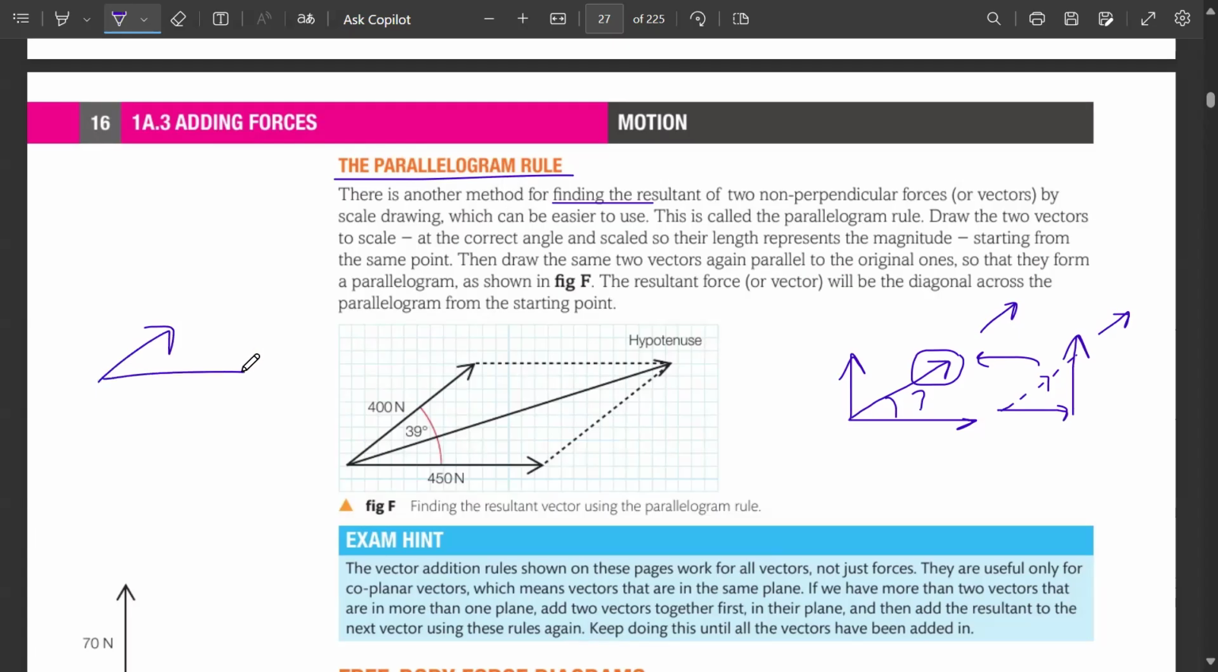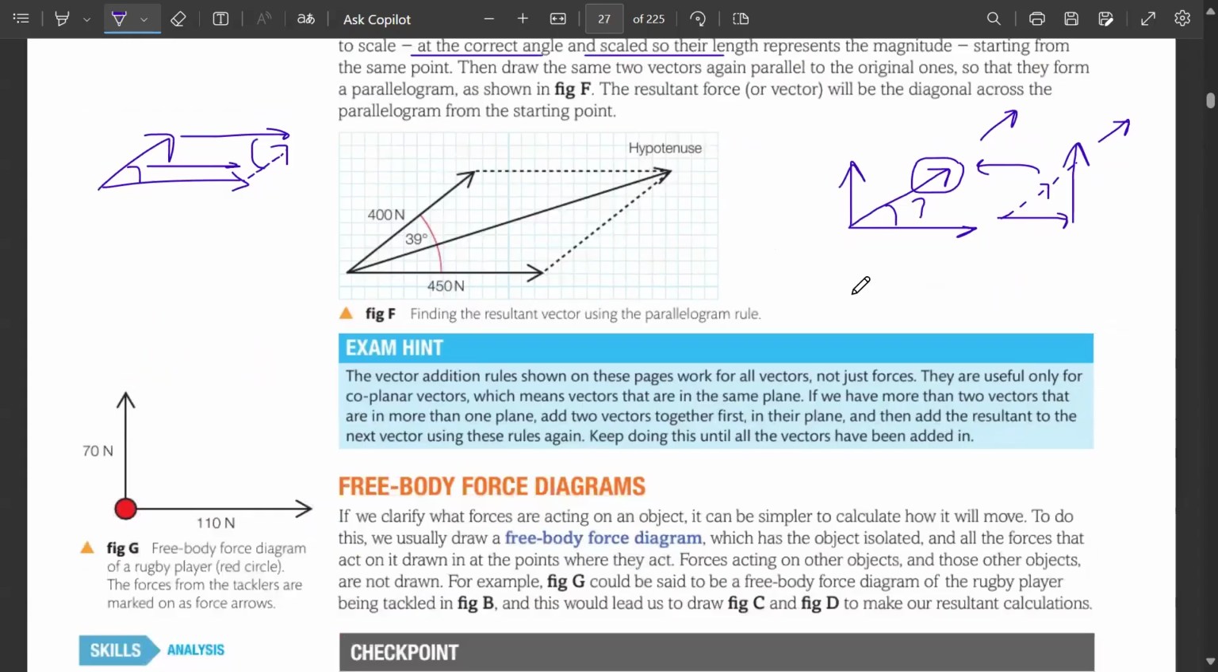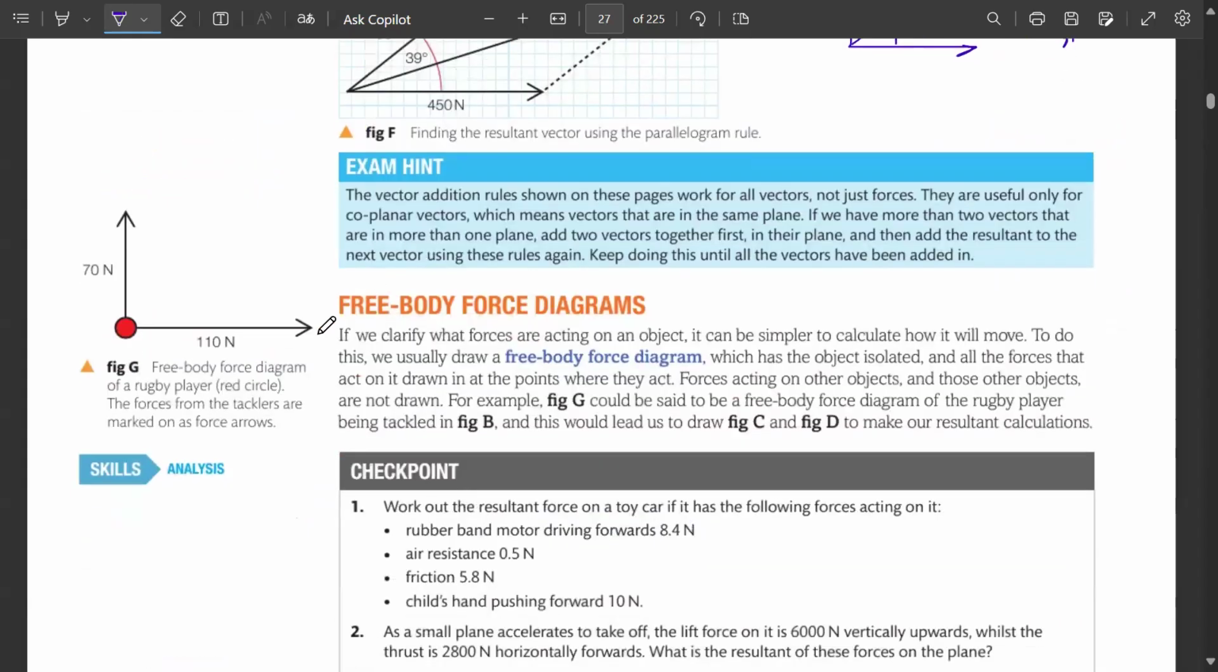If you have two forces like this, the same force can be in front of it over here, and the same force can be in front of the other one. So it's basically the same. Both the angles are going to be equal as well. We call it the parallelogram rule. Draw the two vectors to scale at the correct angle, so their length represents the magnitude, starting from the same point. And the diagonal would be your resultant.